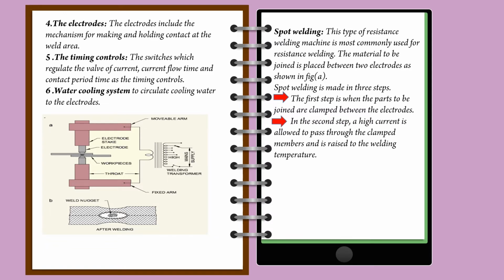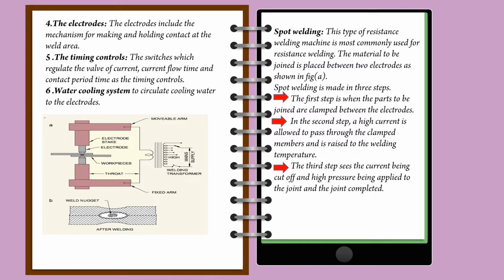Spot welding. This type of resistance welding machine is most commonly used for resistance welding. The material to be joined is placed between two electrodes as shown in figure part A. Spot welding is made in 3 steps. The first step is when the parts to be joined are clamped between the electrodes. In the second step, a high current is allowed to pass through the clamped member and is raised to the welding temperature. The third step sees the current being cut off and high pressure being applied to the joint and the joint completed.